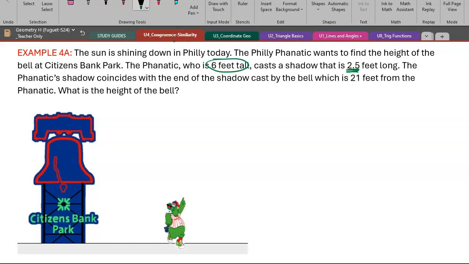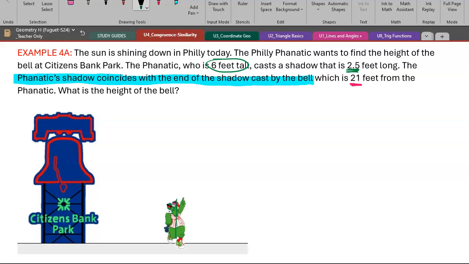Now, here's what this problem is going to differ from all the other ones we've done. The Fanatic's shadow is going to coincide with the end of the shadow cast by the bell. And then we're told that that particular distance, the Fanatic, is 21 feet from the bell. So we need to find the height of the bell. What is going on here with this whole coincide idea?